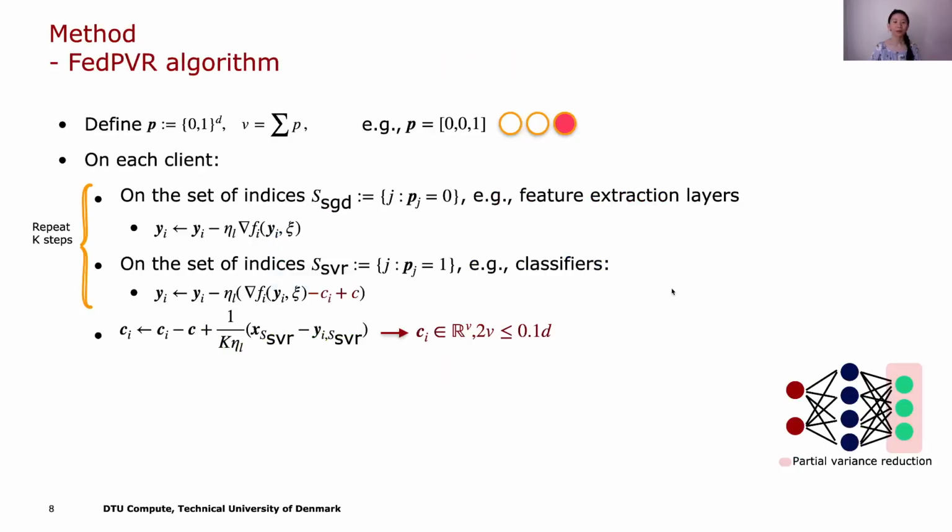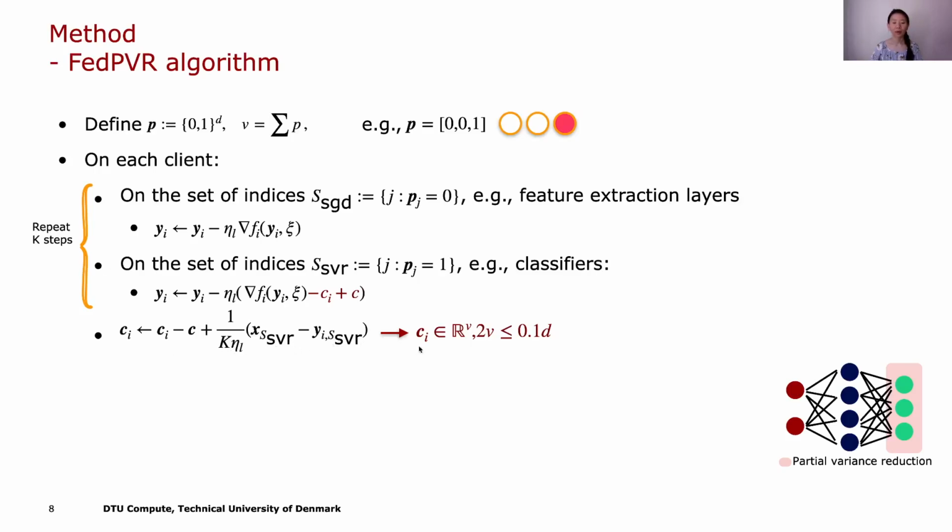We formulate our algorithm as below. So we first define a vector P that contains either 0 or 1. Then on each client, for the set of indices where the corresponding values in P are 0, for example, feature extraction layers, we perform standard SGD updates. Then for the set of indices where the corresponding value in P is 1, for example, classifiers, we perform variance reduced update using control variate c. And we repeat this process for K steps. Then we update the control variate following this equation.